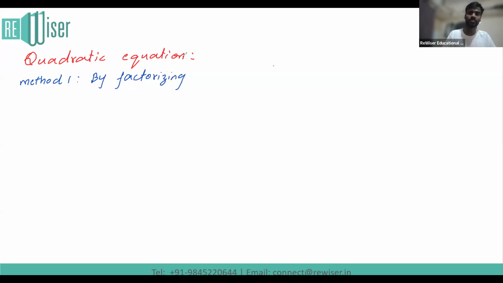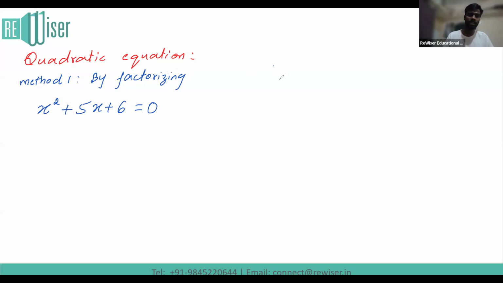By factorizing. We have seen an example earlier: how do you factorize x squared plus 5x plus 6? Suppose I have an equation like this equal to 0, and I need to solve this quadratic equation. By factorization, I have to factorize this by splitting the middle term.